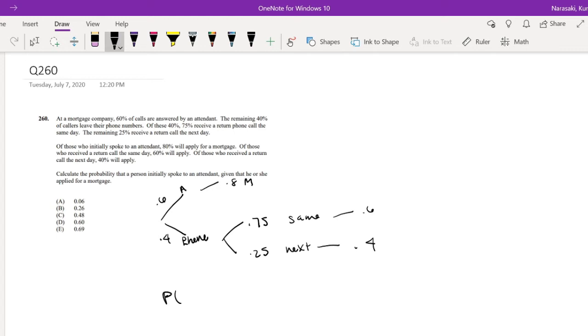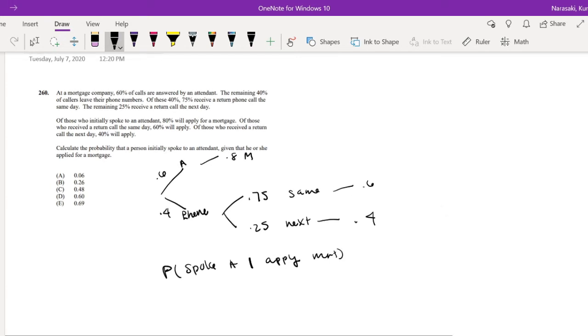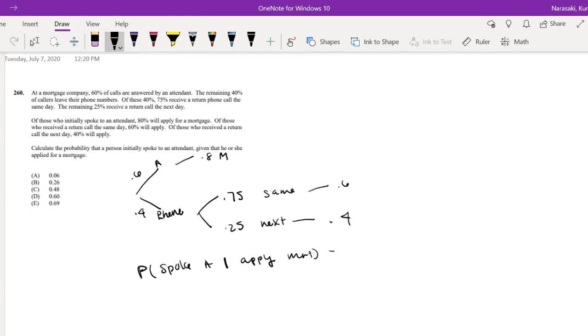So spoke to an attendant given applying for a mortgage. Okay, so again, this is a classic conditional probability question. So this is equal to the probability of spoke to attendant and apply for a mortgage, over the probability that they apply for a mortgage.